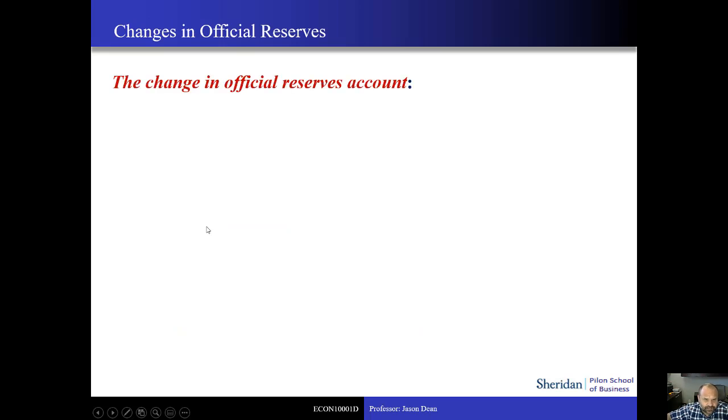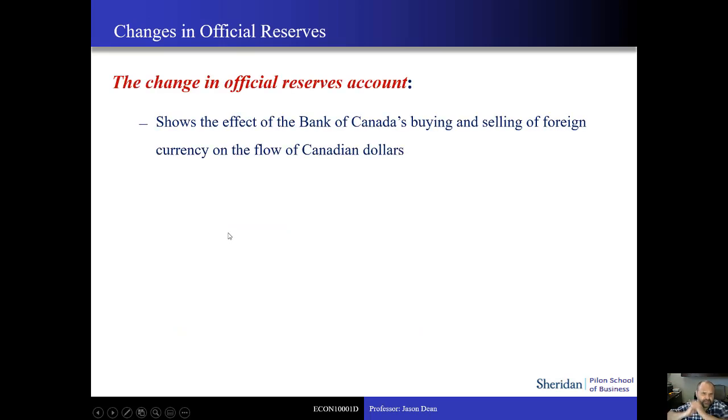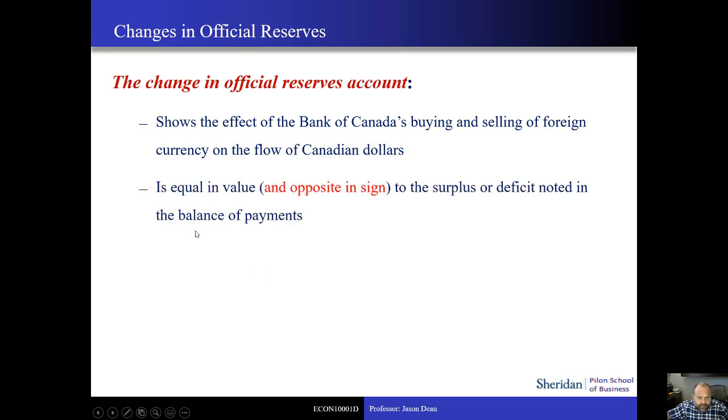Now, the changes in official reserves account just shows the effect of the Bank of Canada's buying and selling of foreign currency on the flow of Canadian dollars. So again, the whole point of the balance of payments is to track all of the changes in Canadian and foreign currencies. The Bank of Canada does some buying and selling of foreign and Canadian currencies on the foreign exchange market, so we want to include those as well. So the amount here will be equal in value and opposite in sign to the surplus or deficit noted in the balance of payments from the first two, the capital and the current account.